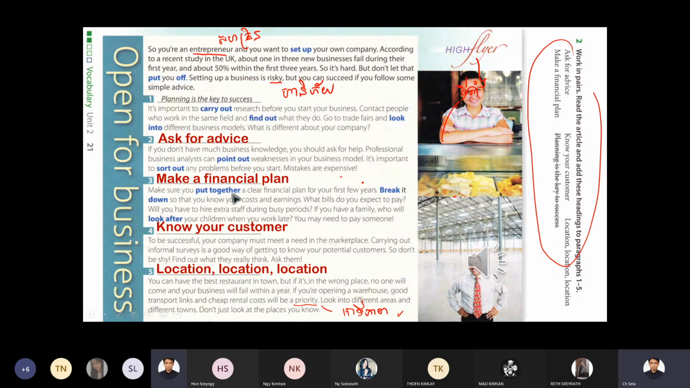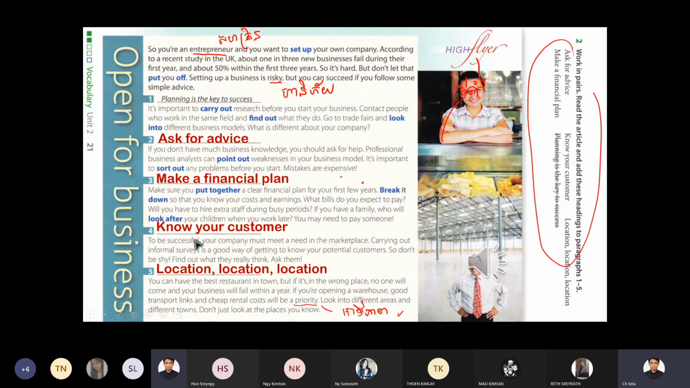Number three, make a financial plan. Make sure you put together a clear financial plan for your first few years. Break it down so that you know your costs and earnings. What bills do you expect to pay? Will you have to hire extra staff during busy periods? If you have a family, who will look after your children when you work late? You may need to pay someone.